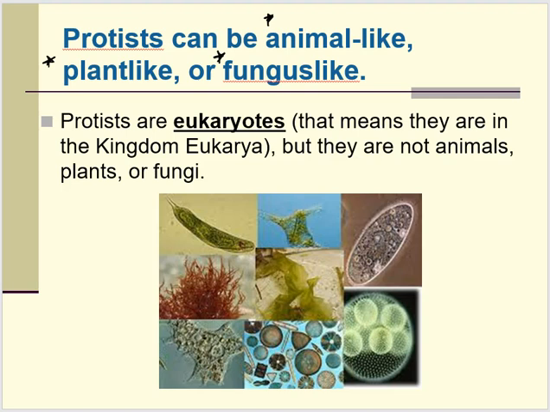They don't fit into any group, but they do have some similarities. All right. Protists are eukaryotes, of course. Means they have a nucleus. They're in the, that's wrong. That should say what, not kingdom. It should say domain Eukarya. But they don't fit anywhere else. So they get shoved into their own group.